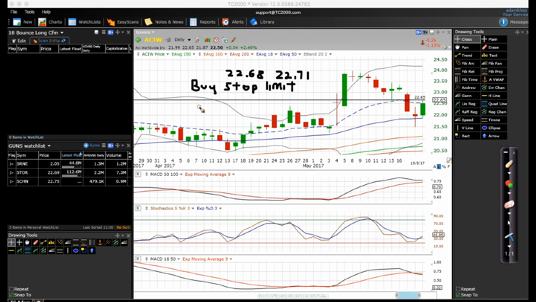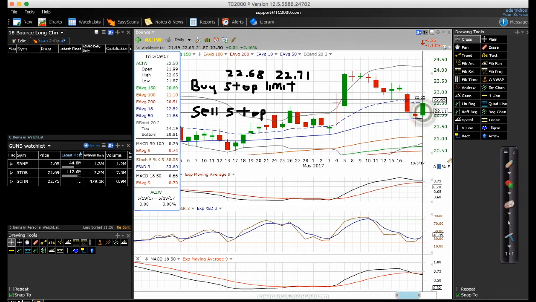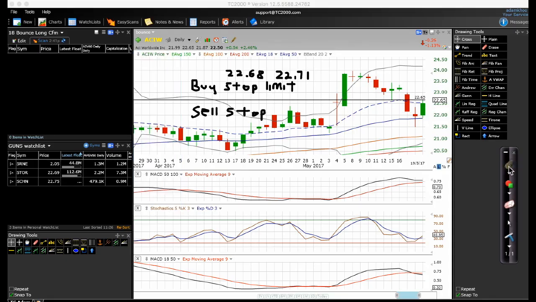My stop loss would be a sell stop order. My stop loss would be 3 cents below the low of this confirmation candle, which is 21.87 minus 3 cents, is 21.84. So my stop loss is 21.84. There you go. All right.